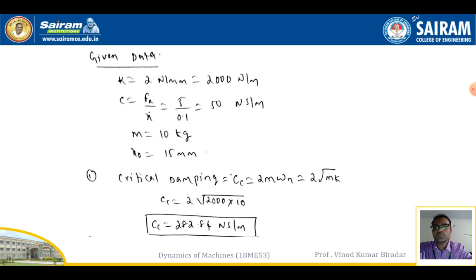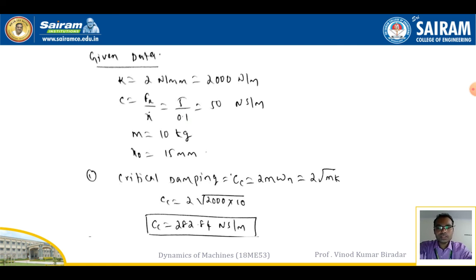Okay, these are the four quantities given in the question. So you need to calculate the critical damping. We have the critical damping formula, cc is equal to 2m into omega n. Otherwise, 2 into square root of mk, both formulas you can use. If they give it in terms of k, use this formula; if they ask in terms of omega n, you use that formula.